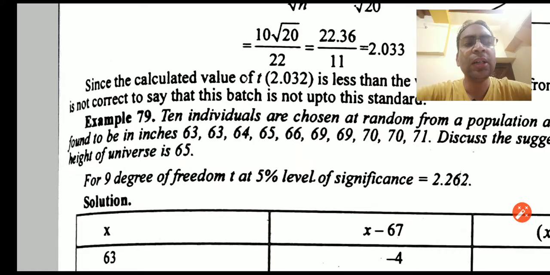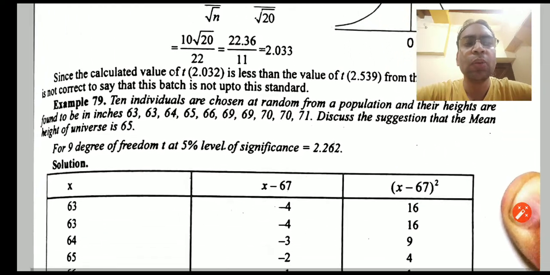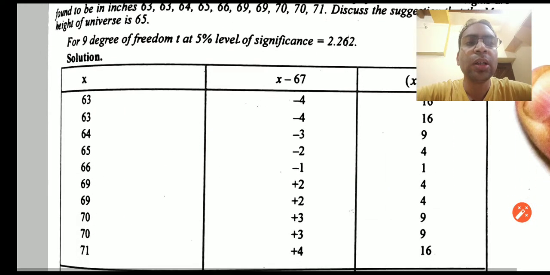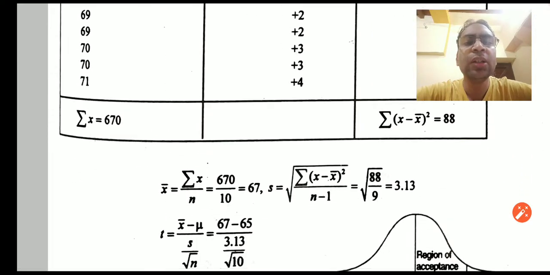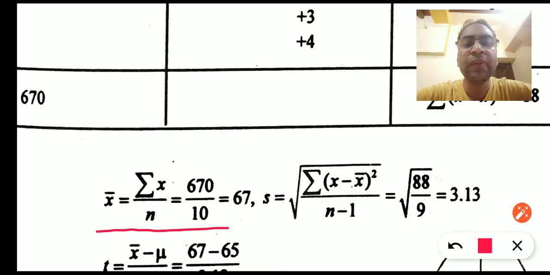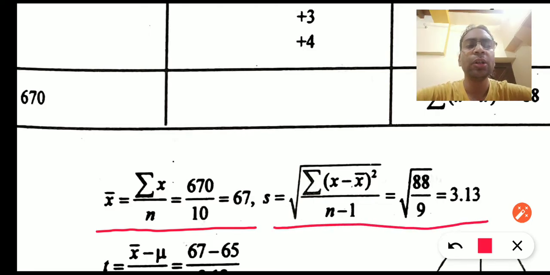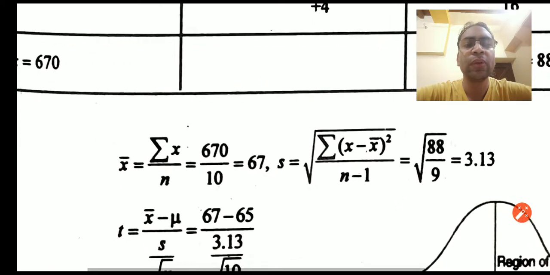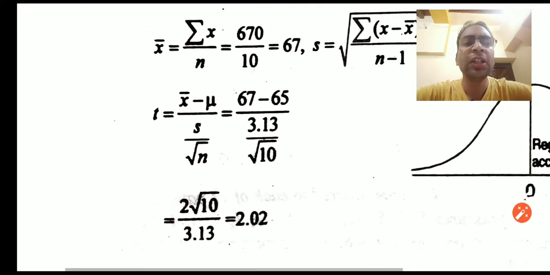For that we need the parameters to calculate the t. We know what parameters are required for us. We need the mean value, we need the standard deviation. So we will calculate these values. We had already seen how to calculate the mean value of the data. So here the mean value of the data comes to be 67, and similarly we will calculate the standard deviation. The standard deviation for the given data comes to be 3.13. So you must be aware how to calculate the mean and the standard deviation for the given tabulated data. Now with the help of these two, we will calculate the value of t.